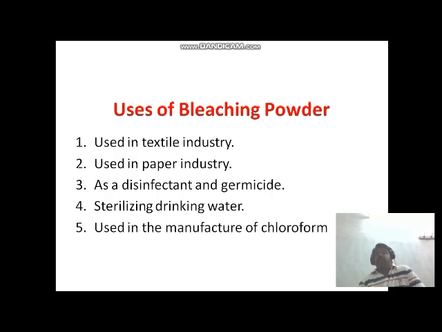Used in the manufacture of chloroform. This is very, very important. Chloroform is used during operations, where it is passed near the mouth. If you want to make chloroform, you must use bleaching powder. That means, for making chloroform, bleaching powder is used.